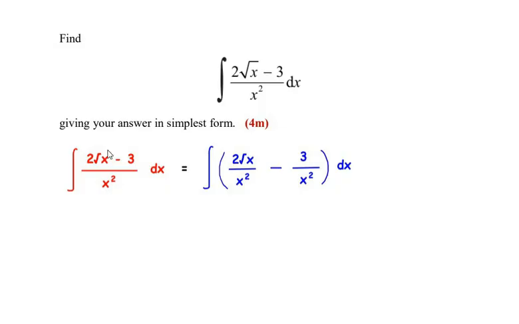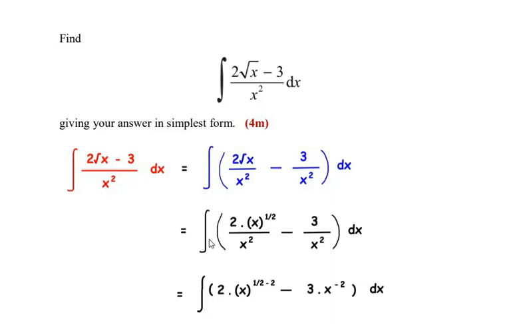So in the first step we have written the given expression in this format. That is, we have distributed the denominator to the numerator terms independently. So we get 2 square root of x over x square minus 3 over x square dx. Now let us simplify this expression further. So here we have written integration of 2 times square root of x, which can be written as a fractional power, that is x to the power of 1 over 2, over x square minus 3 over x square dx.